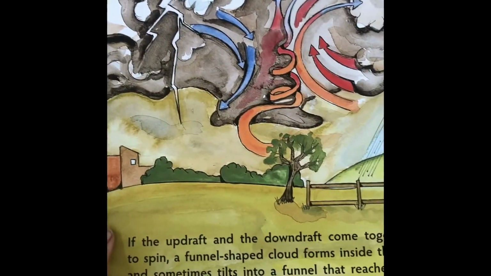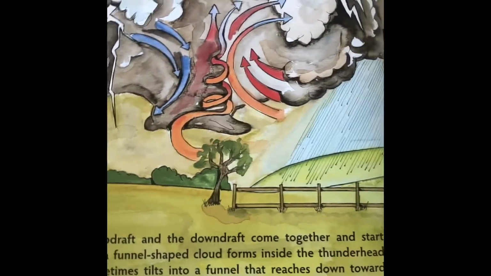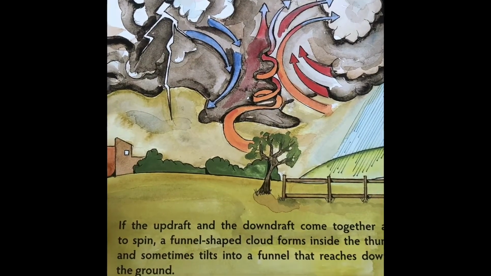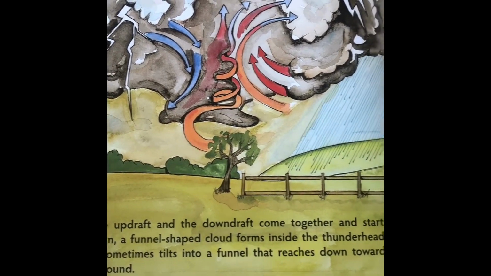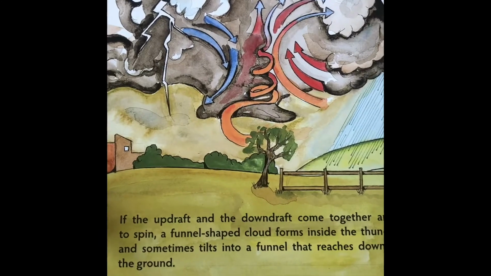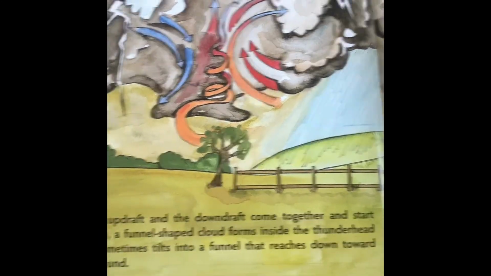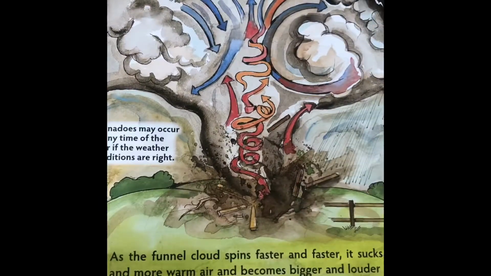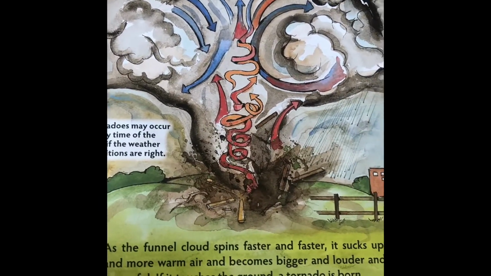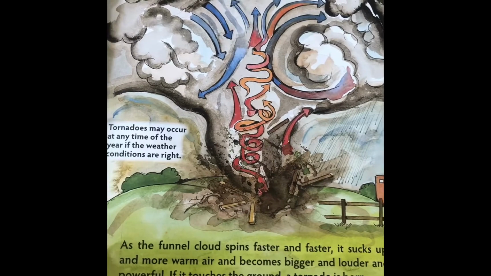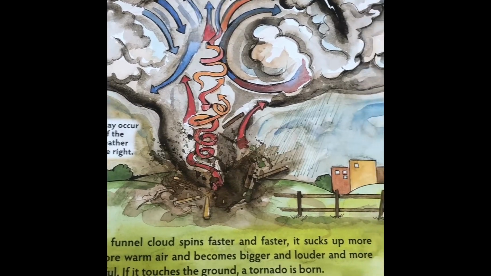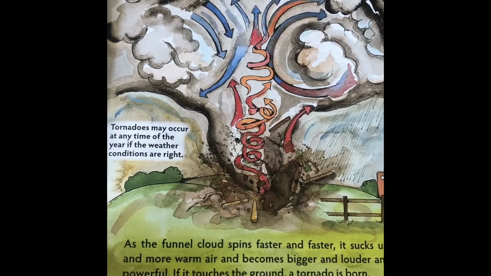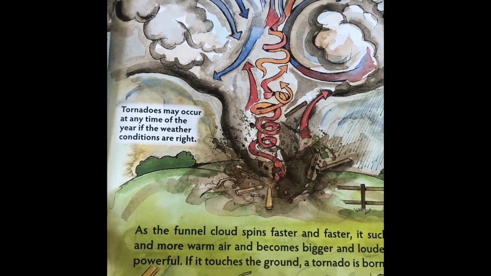If the updraft and the downdraft come together and start to spin, a funnel-shaped cloud forms inside the thunderhead and sometimes tilts into a funnel that reaches down towards the ground. As the funnel cloud spins faster and faster, it sucks up more and more warm air, becomes bigger and louder and more powerful. If it touches the ground, a tornado is born.